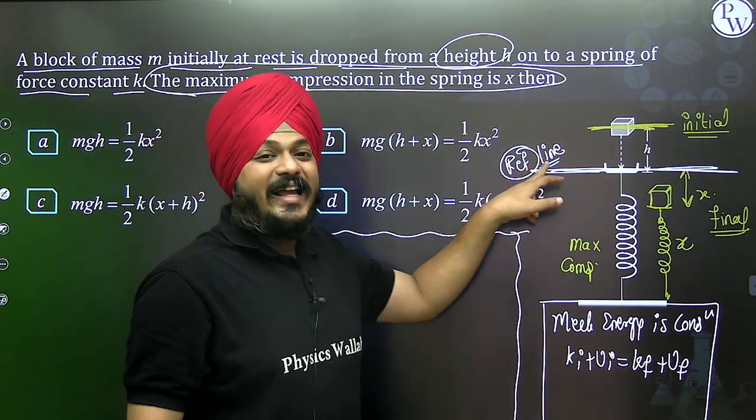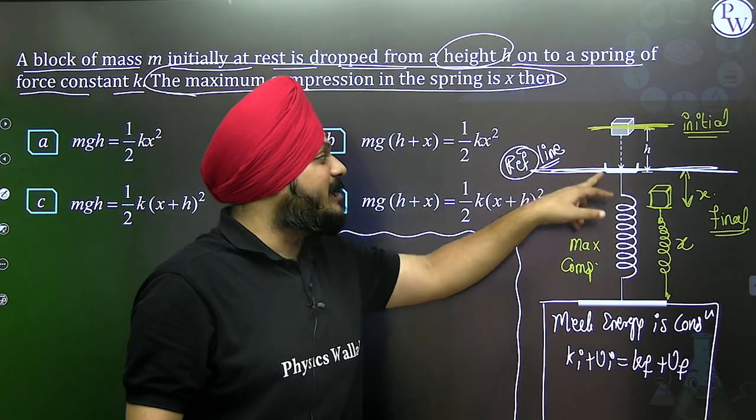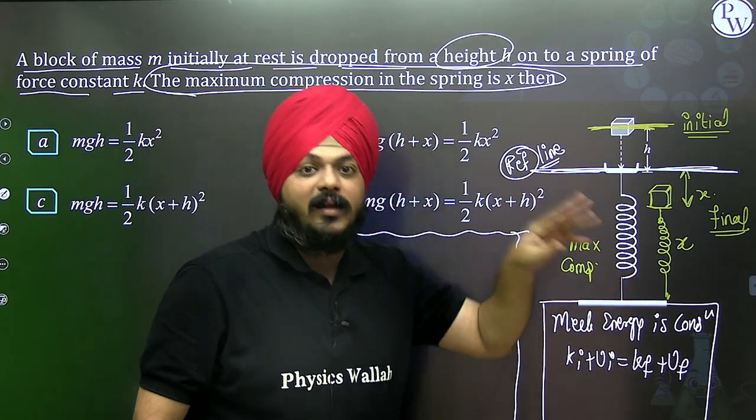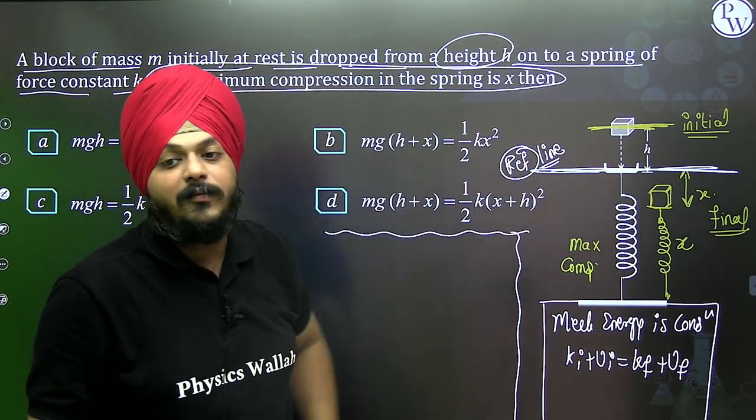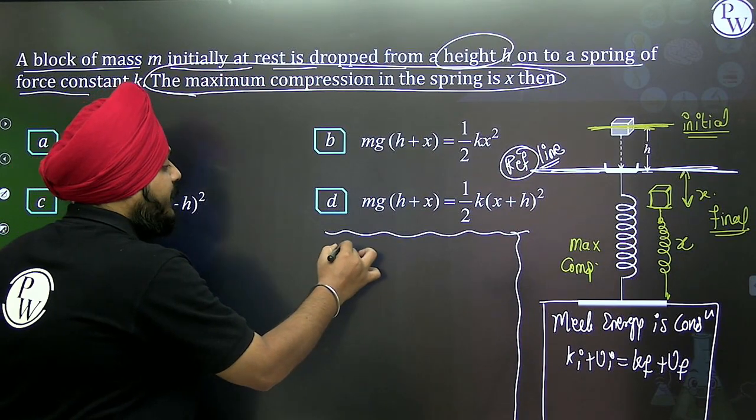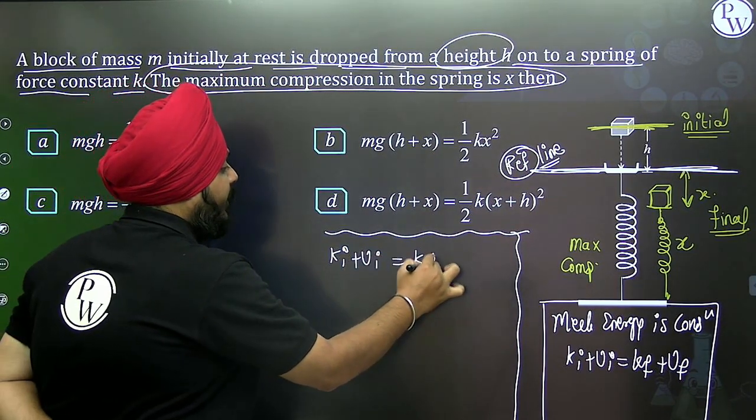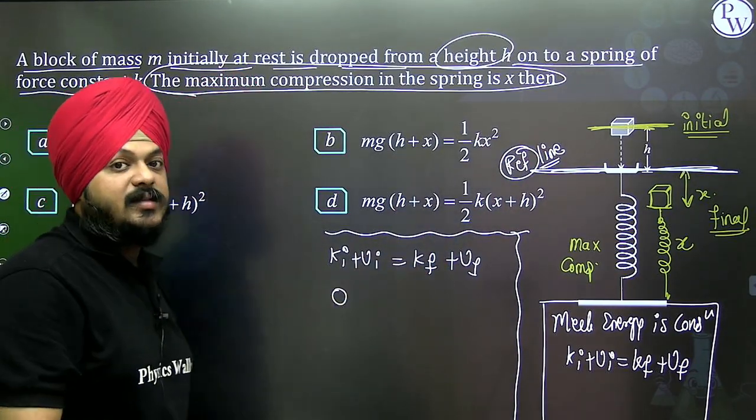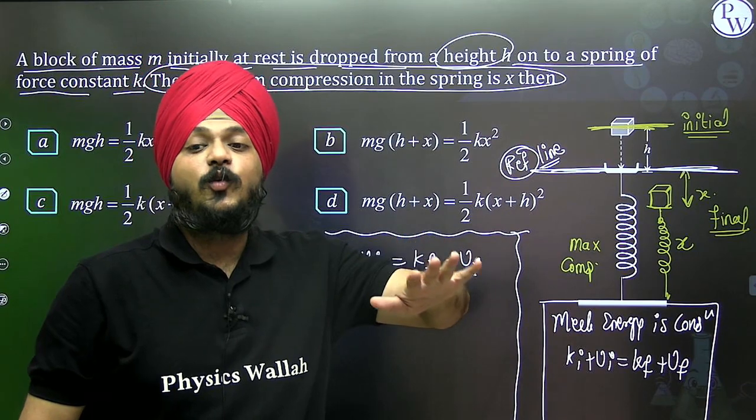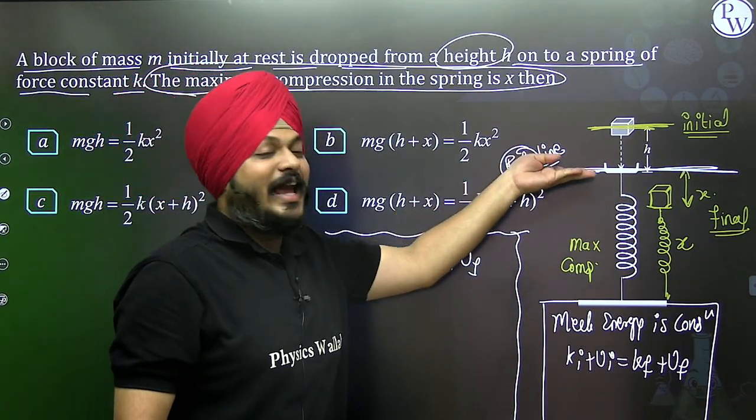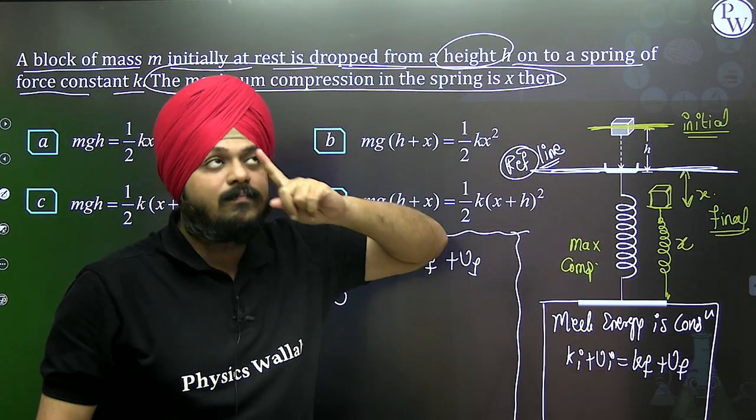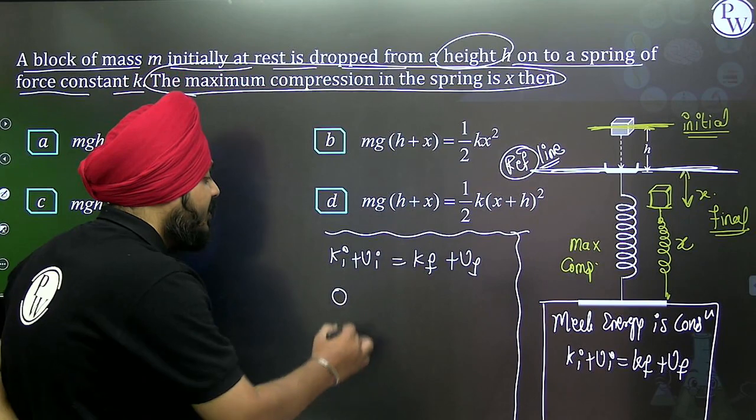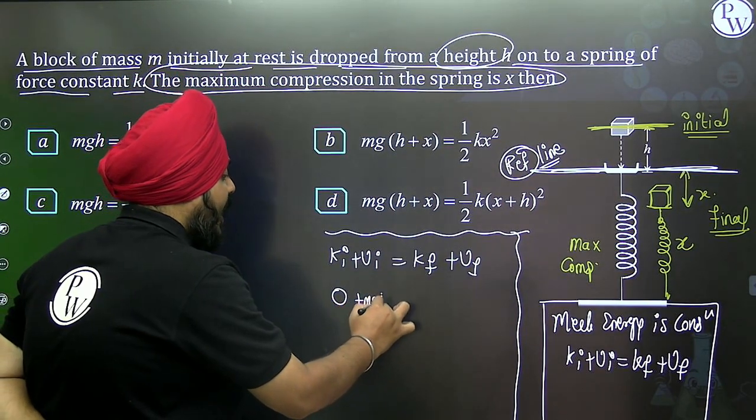So if we are taking this as a reference line, we can easily define the total energies at the initial point and final point. The third step of our question solving approach: K initial, U initial, K final, U final. At the initial point, the particle is released. Kinetic energy is zero. With respect to the reference line, is it having some potential energy? Yes, it is having only one, gravitational potential energy, that is mgh.